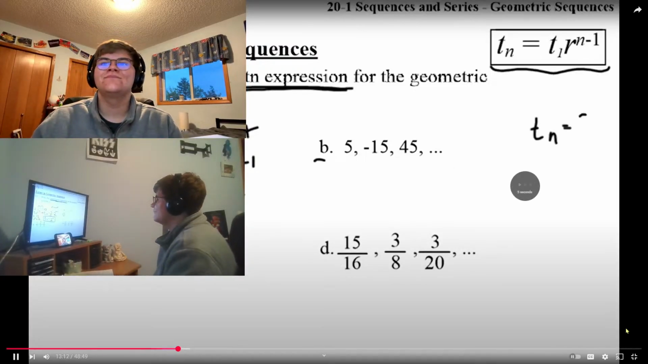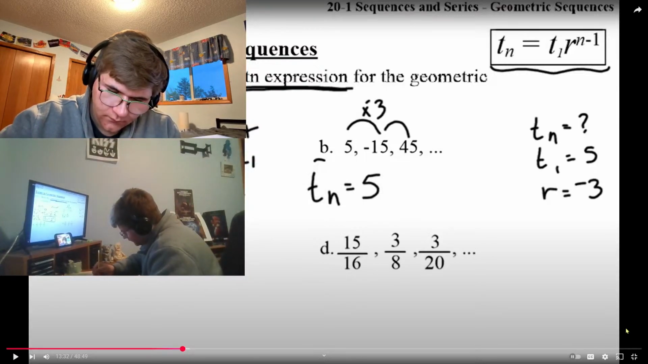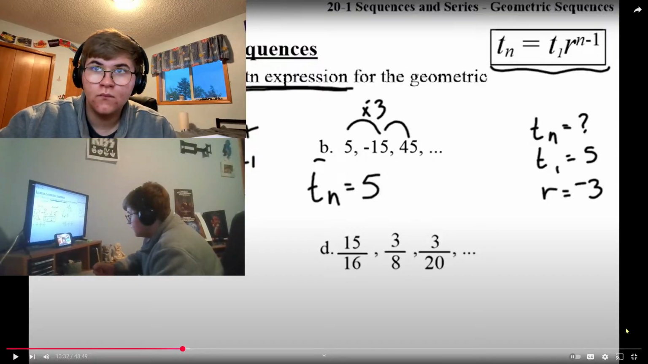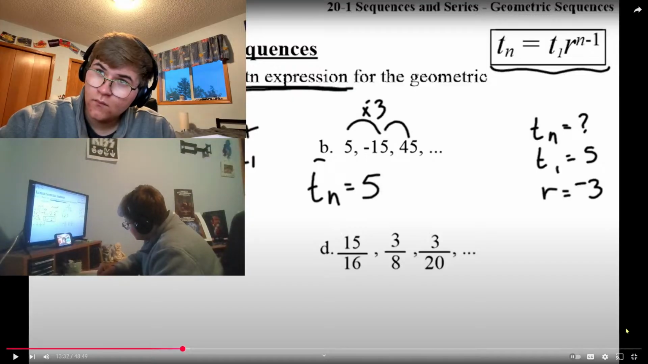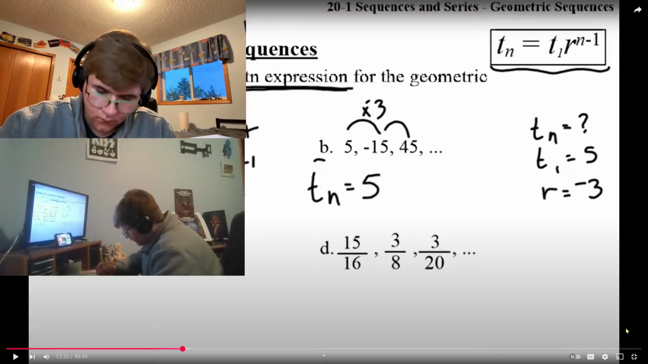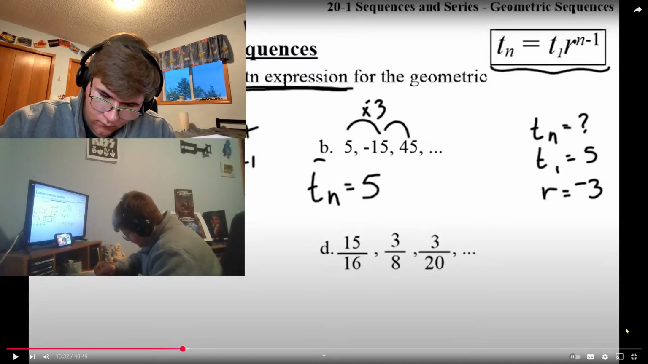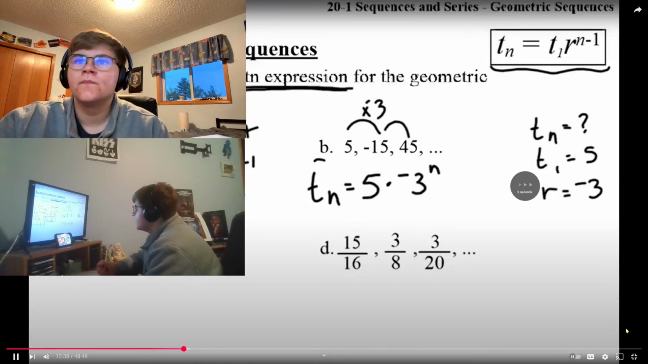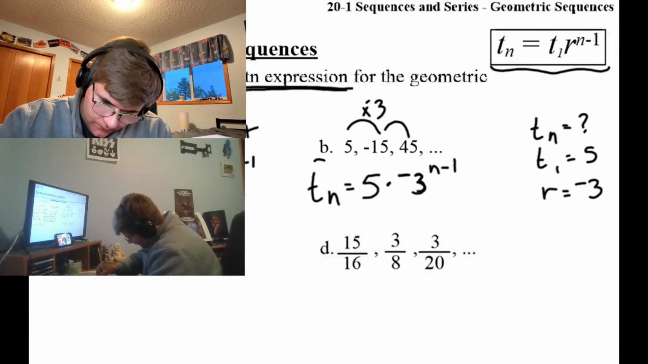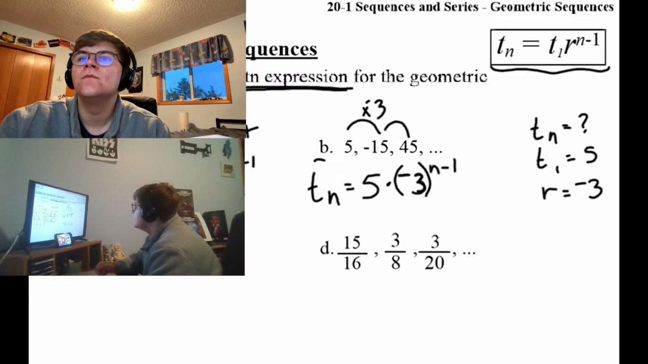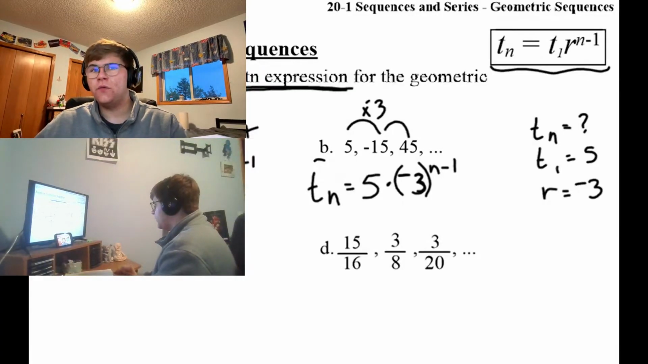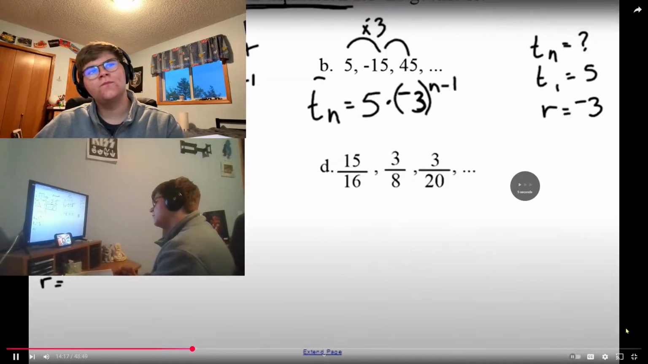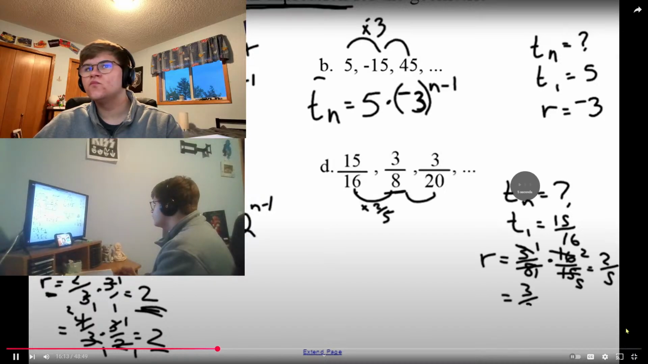So for b, with the last 3. And we make it a multiple, to the n minus 1. Mm-hmm. However, we want all of negative 3 to be the base. Always put a negative base in brackets. So there's what we get for a simplified expression. As we continue on, we now get to the fractional one.